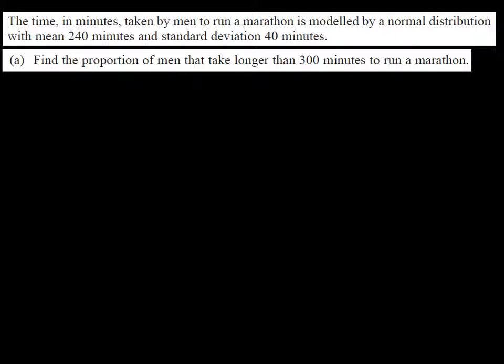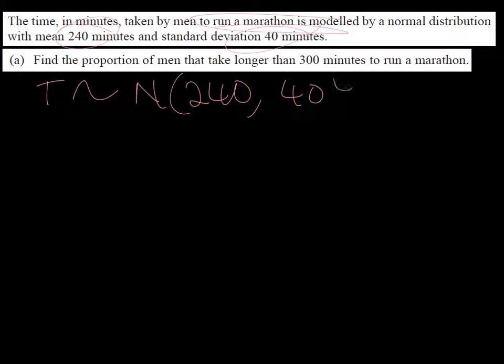In the final question, we are looking at normal distribution again, and we're given the time in minutes taken by men to run a marathon, which has a mean of 240 minutes and a standard deviation of 40 minutes. So if we're going to set this up, we've essentially got T, which is normally distributed, with a mean of 240 and a standard deviation of 40. We're asked to find the proportion of men that take longer than 30 minutes.